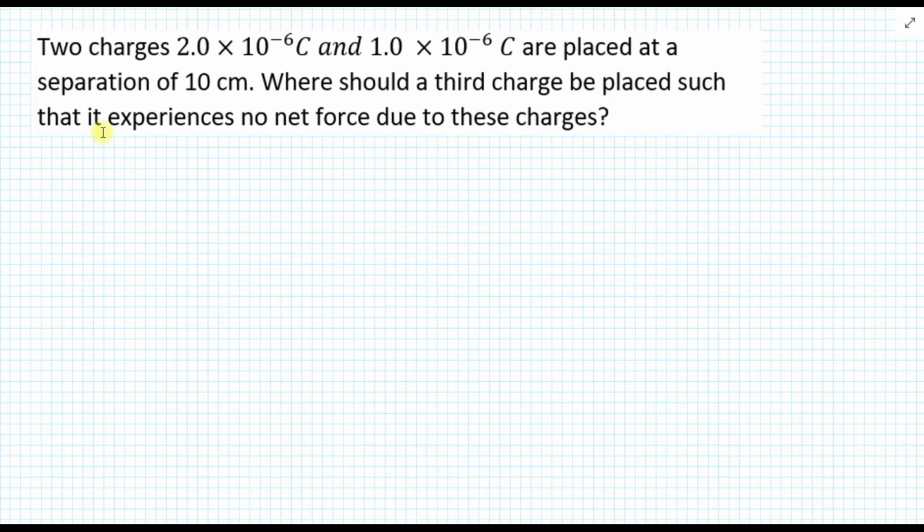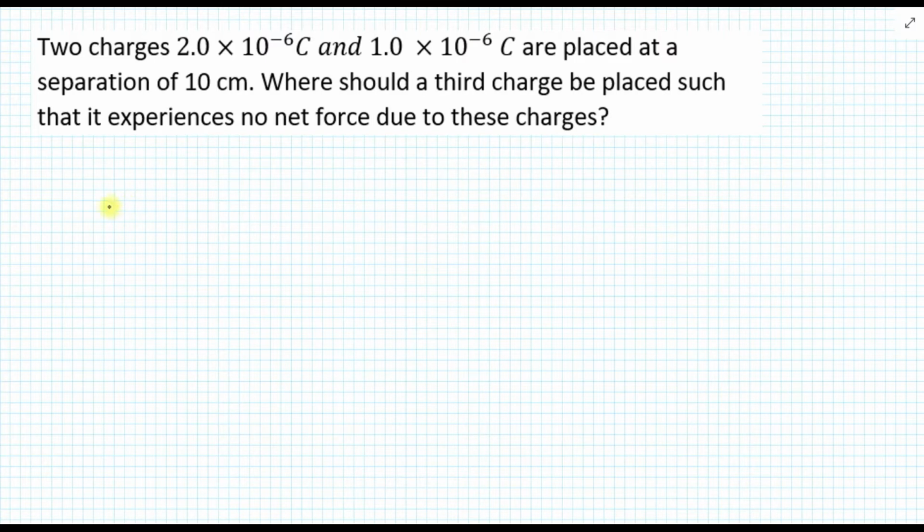So in this question, two charges, 2 microcoulomb and 1 microcoulomb, are placed at a separation of 10 centimeter. Where should a third charge be placed such that it experiences no net force due to these charges? So we have to find the location of the third charge where that charge experiences net force as 0.